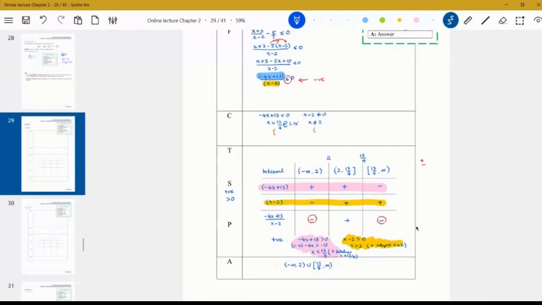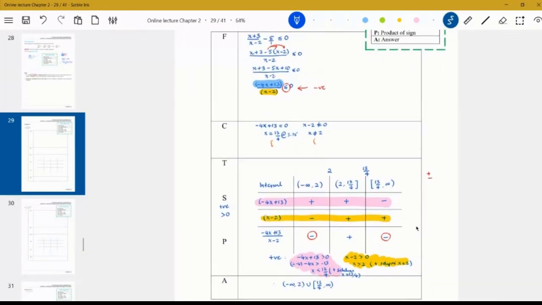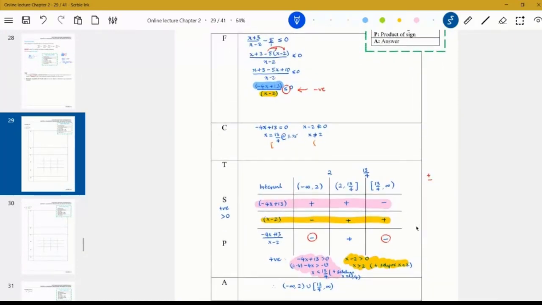So yang ini penting sebab kamu akan jumpa lagi dalam absolute values inequalities. Kalau kamu tak faham method ni, kamu susah nak selesaikan rational inequalities nanti.